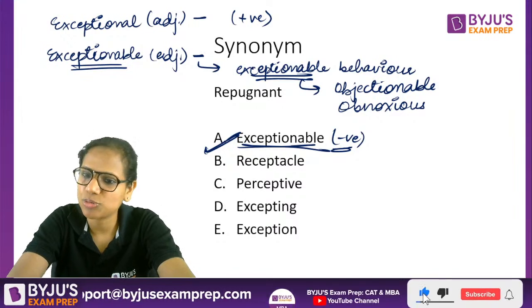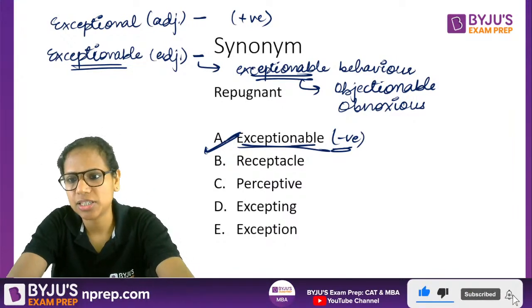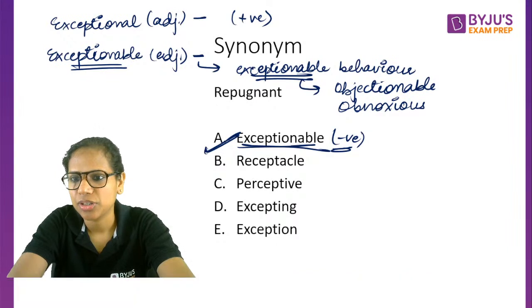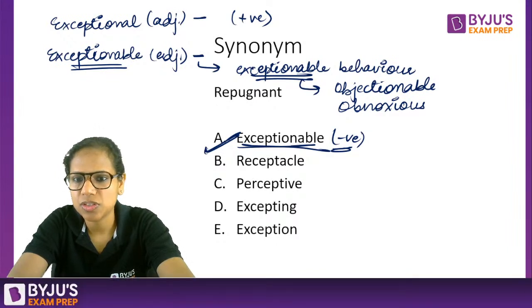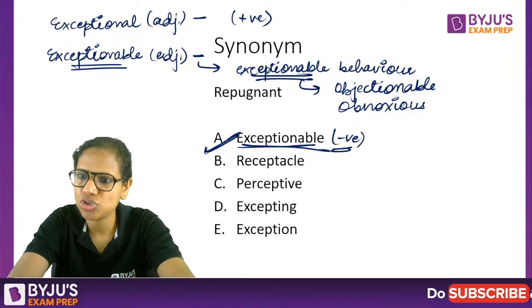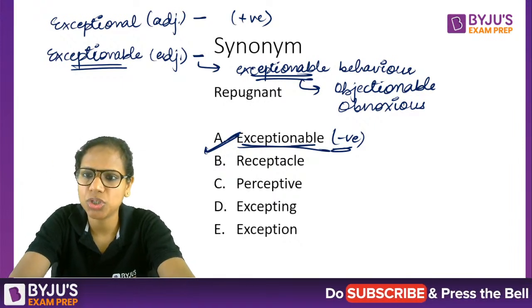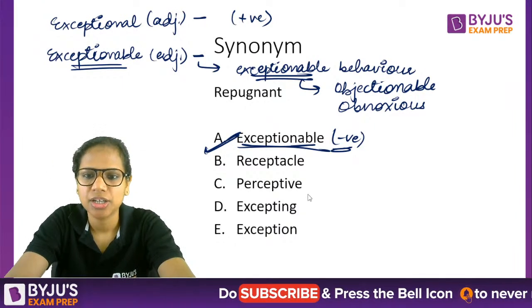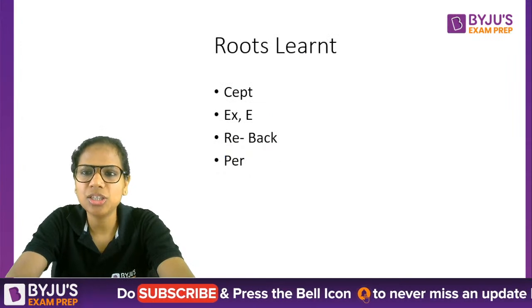Now, exceptional is positive while the other is negative. Correct, Sanil. Correct, correct. So I hope this is clear. Pugil is pugnacious. Yes, they have the same root word. Absolutely correct. Okay, so these are the roots that we've learned.